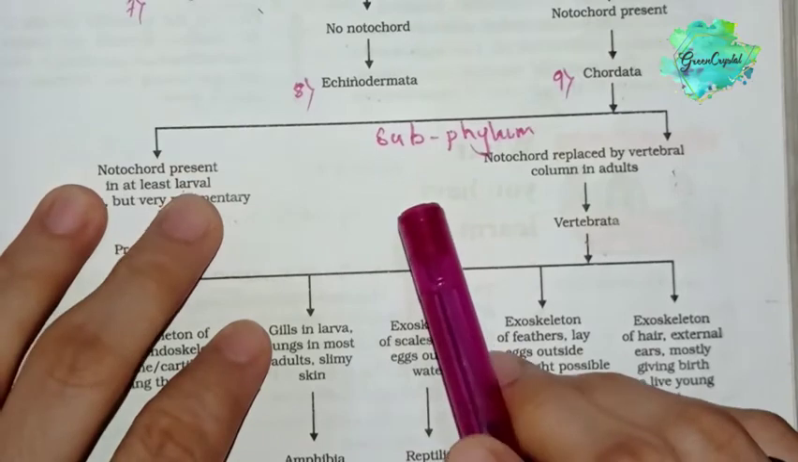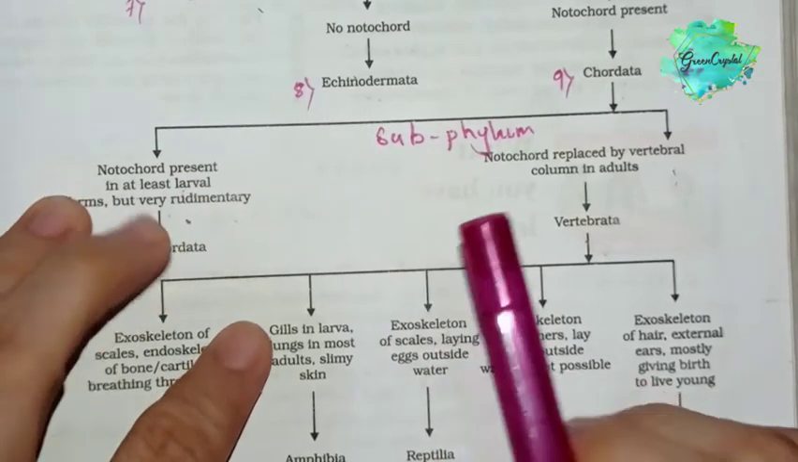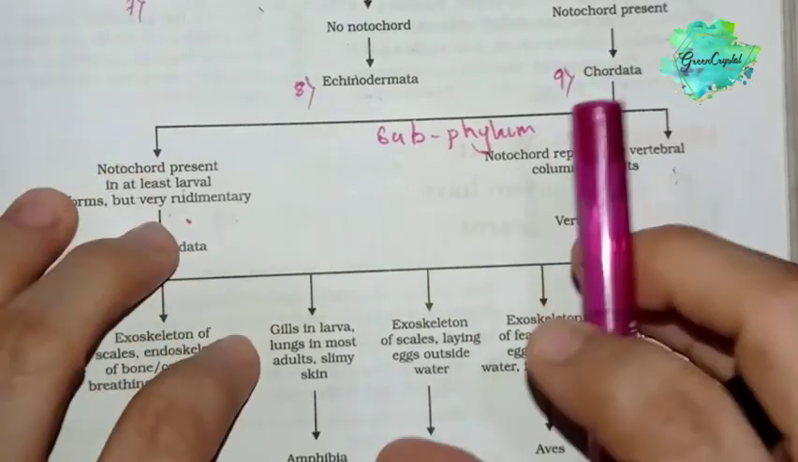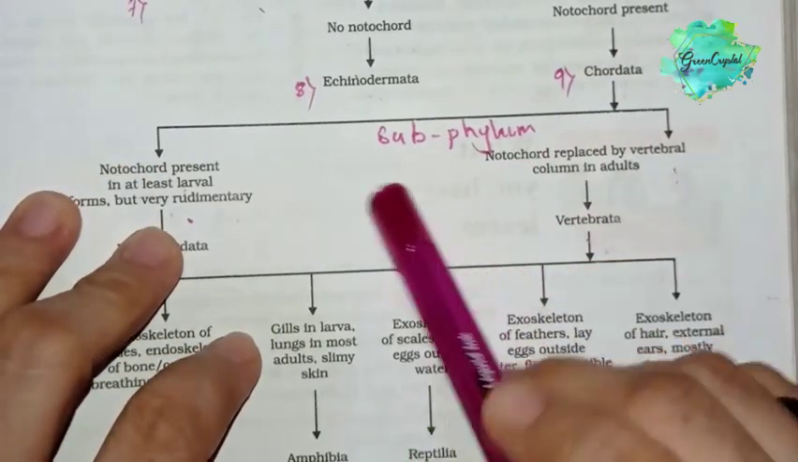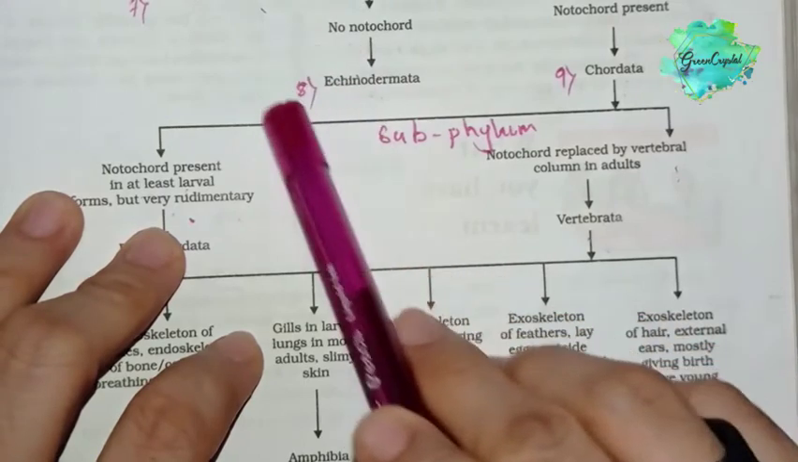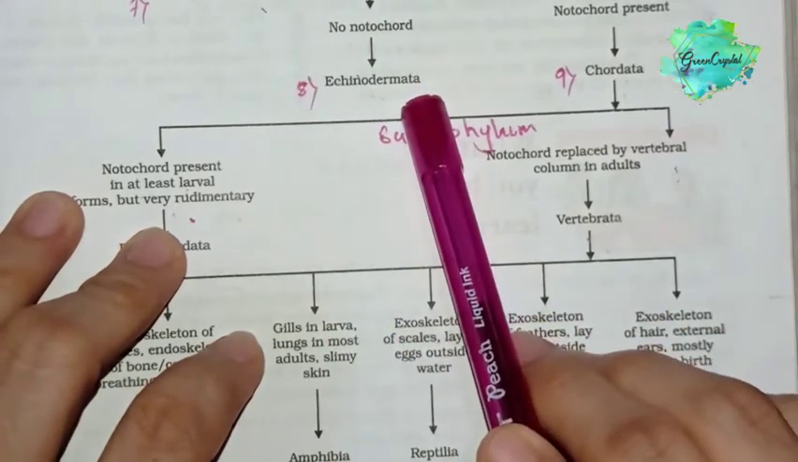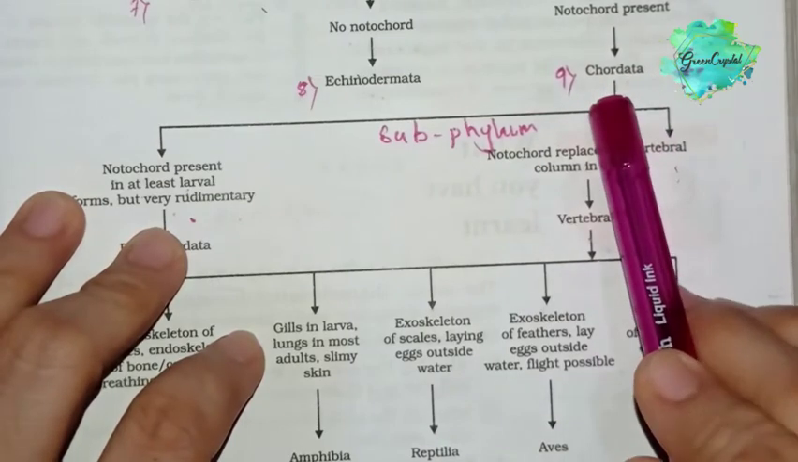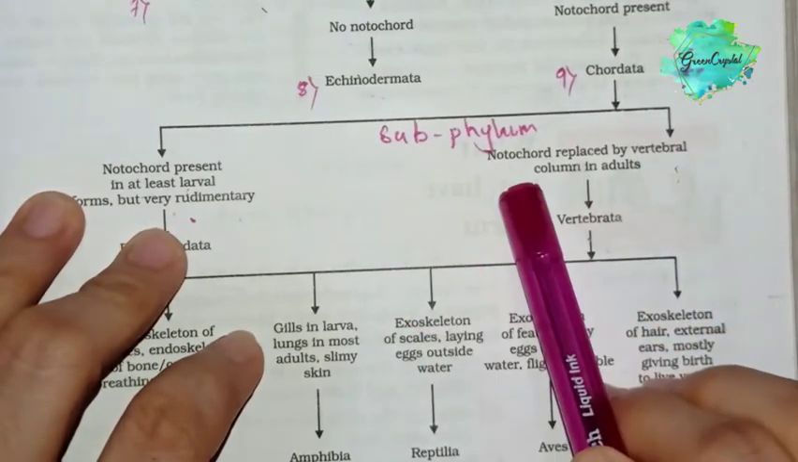Today I'm here with the continuation of Unit 7, Diversity in Living Organisms, and this video is part 5. As we have done with the phylum Echinodermata, today we will continue with the phylum Chordata, and its subphyla.